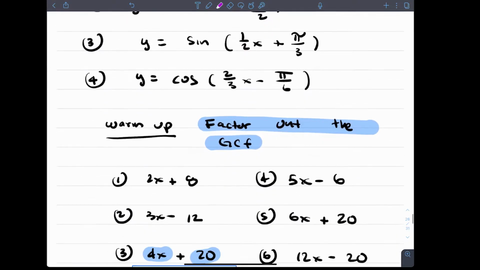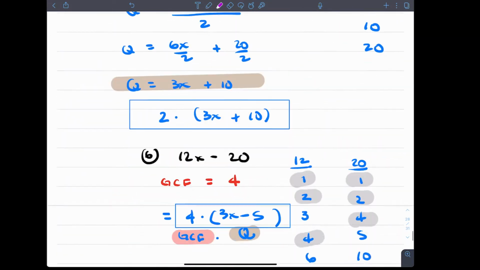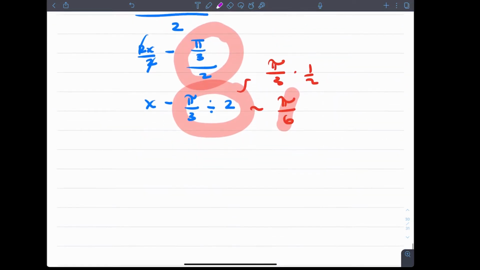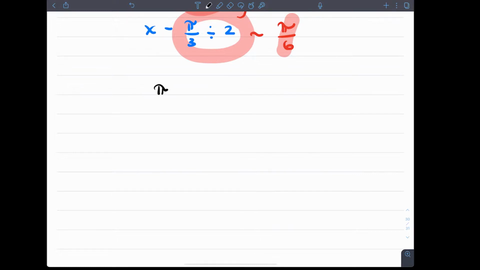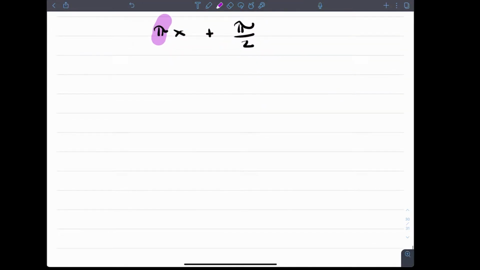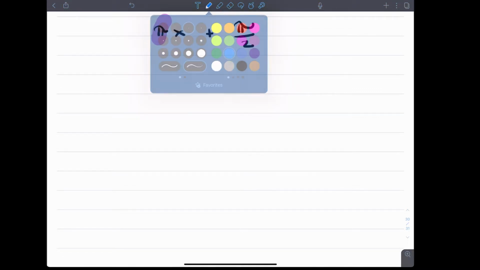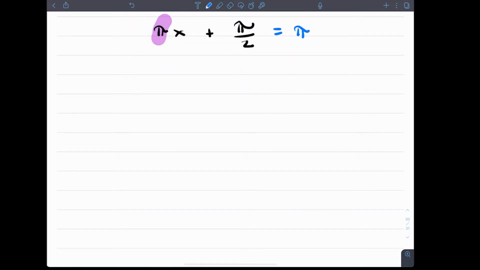Pi x plus pi over 2 now. I'm going to try to do that one. Pi x plus pi over 2. What are we going to factor out? The leading coefficient, the pi value here, right? So you go, oh, does that mean I'm going to write this as pi times some quotient? Yes.